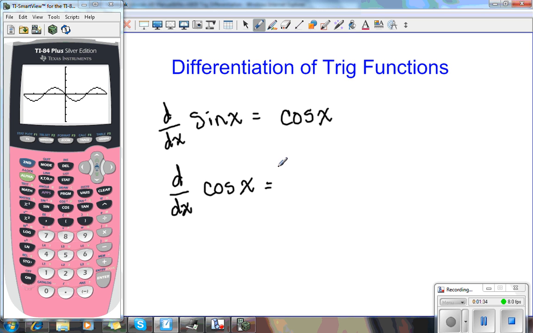It goes through 0, 0, which is what the sine curve does, but notice that it is going down first. From 0 to pi over 2, it is going down instead of going up. So that's reflected over the x-axis, so we end up with negative sine x. So those are our two basic building blocks that we're going to use for differentiation of trig functions.